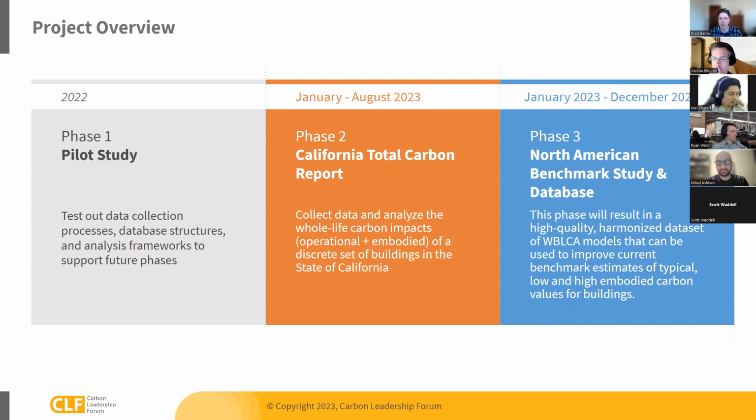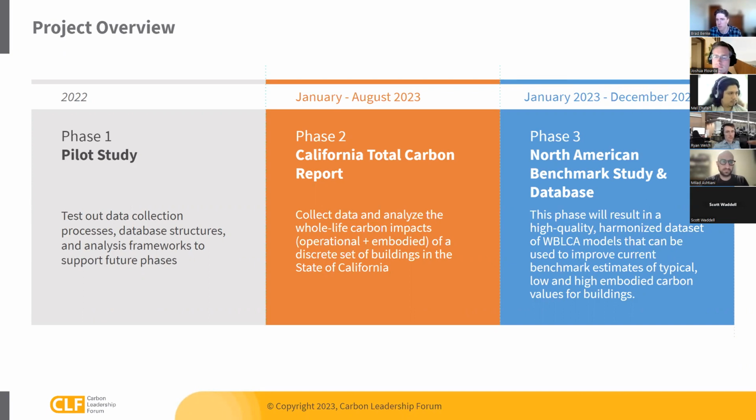So throughout this year, we'll be working to develop a California total carbon report. This project will involve collecting and analyzing whole life carbon impacts, so operational energy or carbon use impacts, as well as embodied impacts of a discrete set of buildings for California. That has a little faster of a timeline.